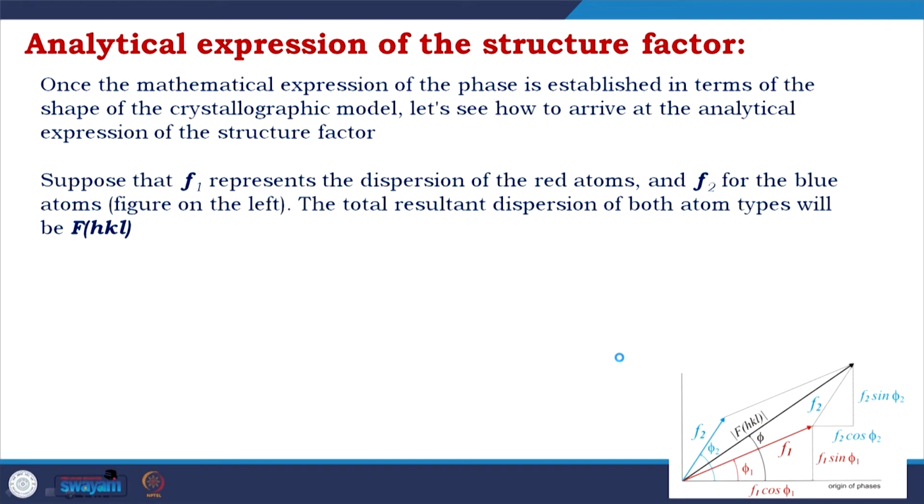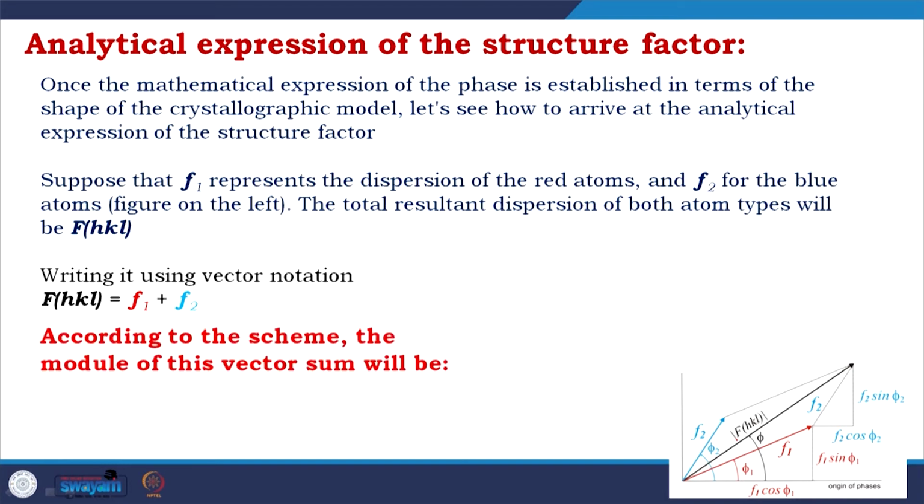Suppose that F1 represents the dispersion of the red atom and F2 that of the blue atom. This is the figure where you could see the red balls represented by F1 and the blue ones represented by F2. So, writing it using vector notation, FHKL equal to F1 plus F2.